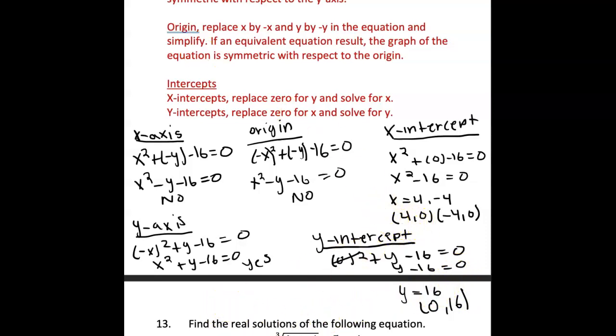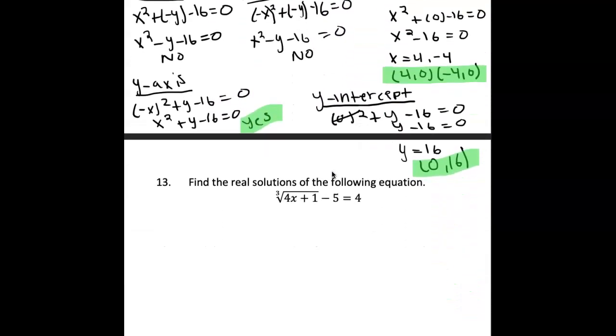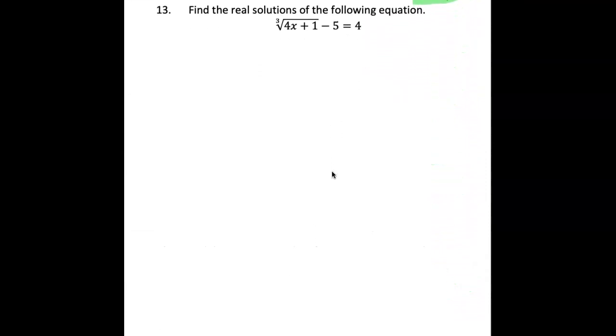This one right here, the x-intercepts, the y-intercept. And then we know that it has y-axis symmetry. Let's see. In this example, let's just stick with black.